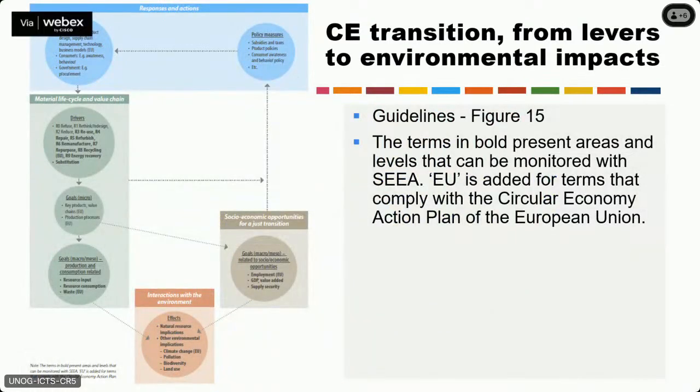Here is one picture from the manual. I know you can't really see it because it's really small and the screens are small, but this is just a teaser for you to take your own copy so you can look at it more closely. This is figure 15, which you can find in the manual. In the picture, in bold, are all the areas and levers that can be monitored with SEEA. There is also an additional marking if it complies with the Circular Economy Action Plan of the European Union.